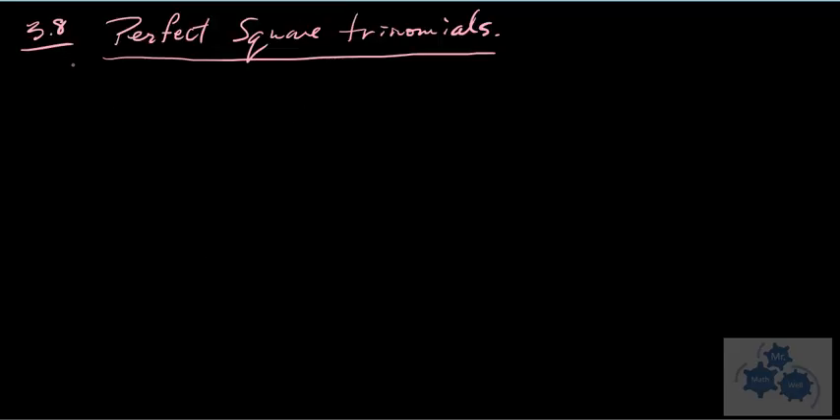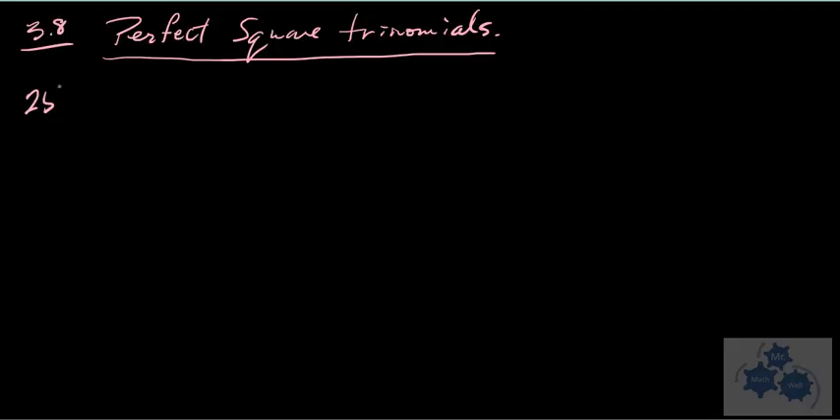All right, so 3.8 in our Pre-Calculus and Foundations of Math 10 talks about two things. The first thing is perfect square trinomials. So this is a lesson on perfect square trinomials. What is a perfect square number? Let's talk about a perfect square number first.